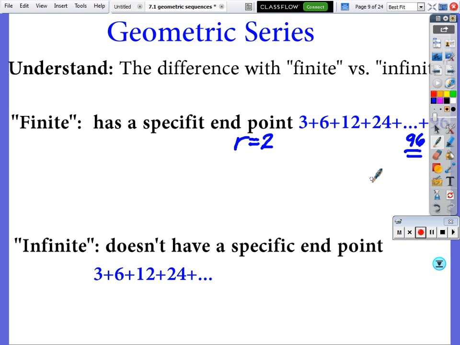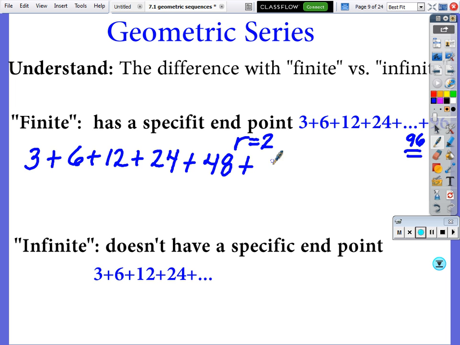So let's say, okay, we know our R is 2, we're going up to 96, so we could do 3 plus 6 plus 12 plus 24, we're just finding the sum, plus, and we're multiplying by 2, so plus 48, multiplying by 2, plus 96, and then that's where we ended. So we could add this up, 3 plus 6 plus 12 plus 24 plus 48 plus 96, and there's our answer, there's our sum. There's the end, so we knew the start to end, we could add those up and find the sum. But infinite, we wouldn't know where to stop, so I'm going to get to that next.